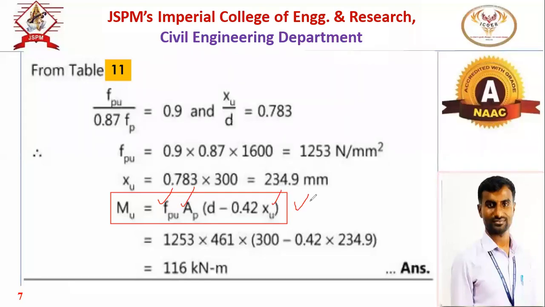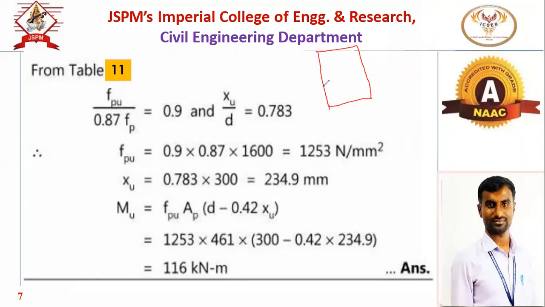Now in this formula we know all the corresponding terms. fpu we found out, area 461 is already given, effective depth is 300 minus 0.42 into depth of neutral axis, which we just calculated as 234.9. So after this calculation, the moment of resistance or ultimate tensile strength is 116 kilonewton meter. Okay, so this is the moment of resistance for the rectangular cross section. Now practically, if the load is more, we are going to provide the flange section also.